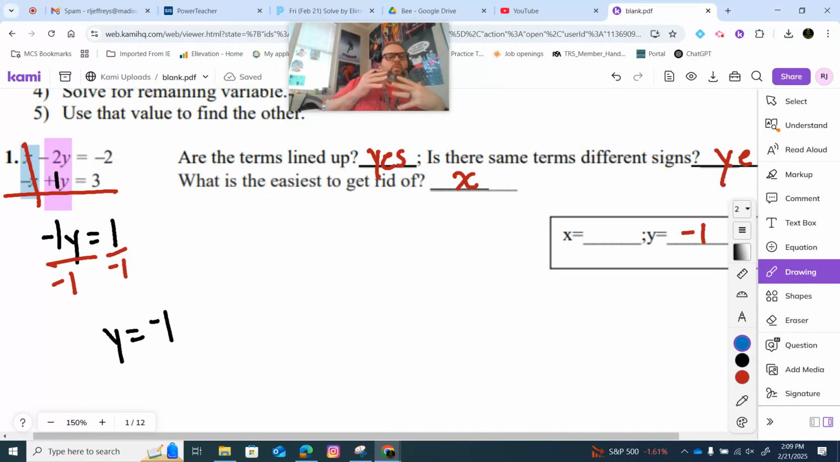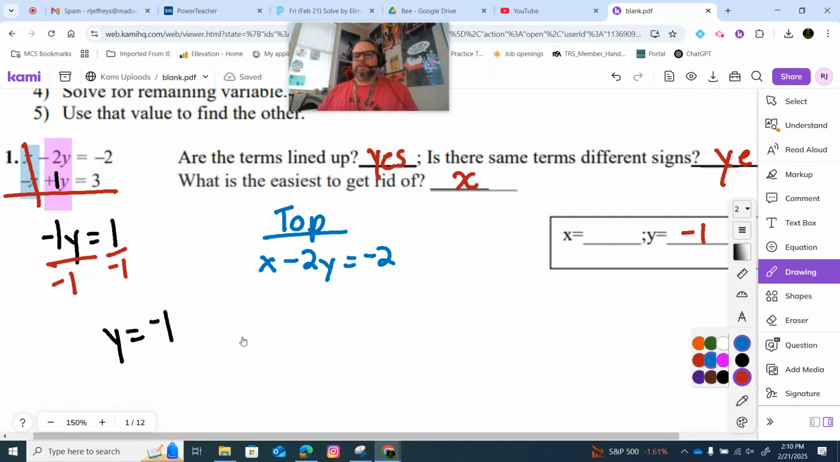So now we need to find x. So we need to decide if we're going to pick the top equation or the bottom equation. It does not matter. A lot of people use the same one each time. A lot of people will just say, we're going to use the top. And that's just what they do. And the top equation was this. And it's very similar to what we did when it was substitution.